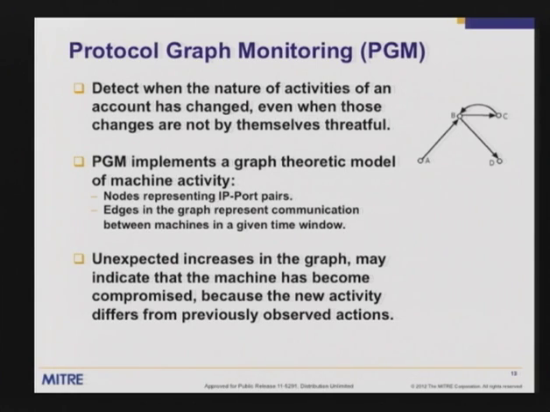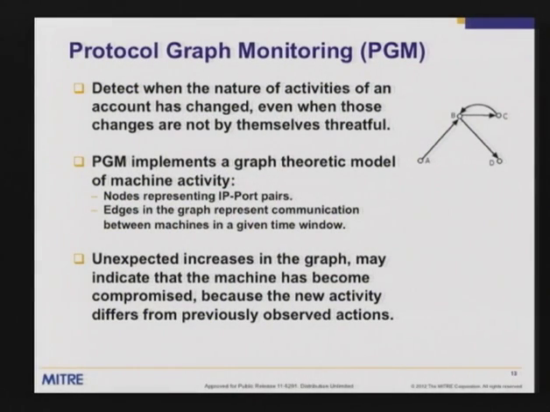What it implements is a graph theoretic model of machine activity. A node represents an IP and port, which effectively means IP and protocol. So if you connect from one IP to another IP with a given port, you'll have a connection in that protocol graph. That's why we call it the protocol graph. And the weight of the edge is the number of connections we saw.